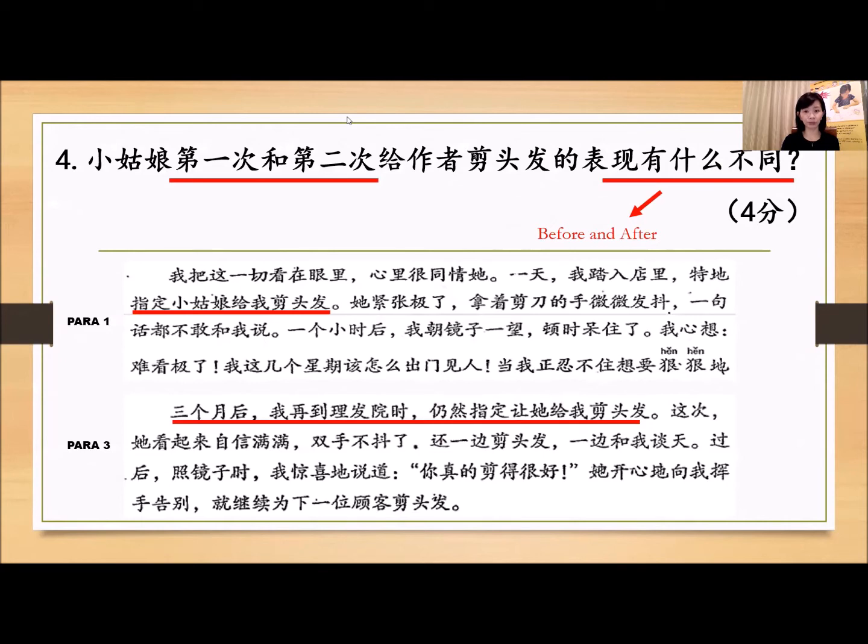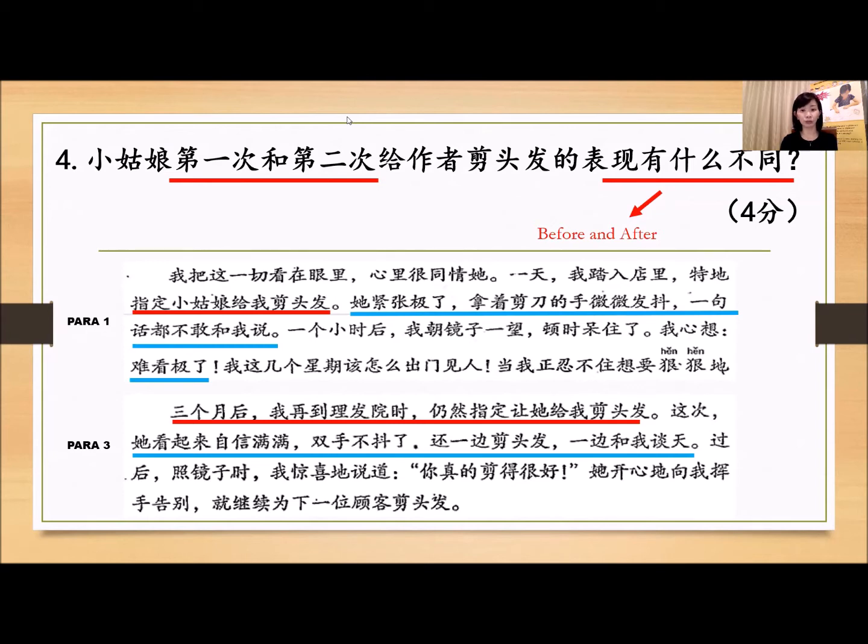Second time is 3个月后，他仍然指定要让她给她剪头发。Okay, once you find these two parts, the 第一次 and 第二次, then you will be able to find the answers nearby. Okay, as what I mentioned in the first question itself, the answers are usually nearby the keywords. Okay, so near the keywords. So the answer should be 她紧张极了，拿着剪刀的手微微发抖，一句话都不敢和作者说。It's not done yet. I'm talking about the 表现有什么不同. So you must say that 很难看。Okay, 难看 is the product. So you must say it. That is the result of the performance. So we need to conclude it with 很难看。Okay, then the second time.